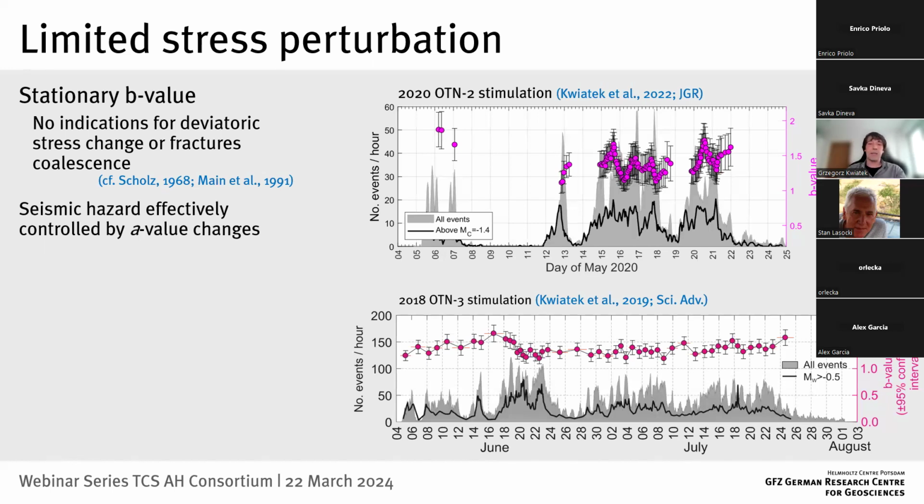So from the perspective of seismic hazard, we have a clear indication that the hazard is controlled by the seismic activity level, and accordingly, the hydraulic energy rate.